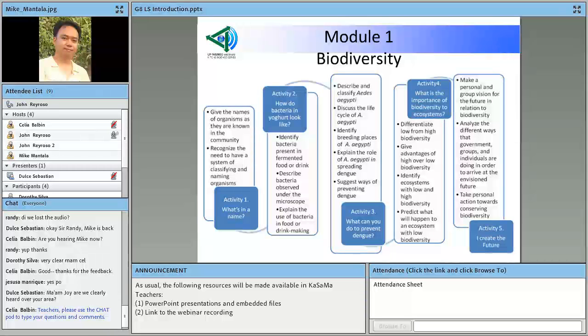this is actually the culminating activity. The students will have to make a personal and group vision for the future in relation to biodiversity, analyze the different ways by which government and focus groups and individuals are doing in order to arrive at the envisioned future. And of course, they'd also be asked to take personal action towards conserving biodiversity.